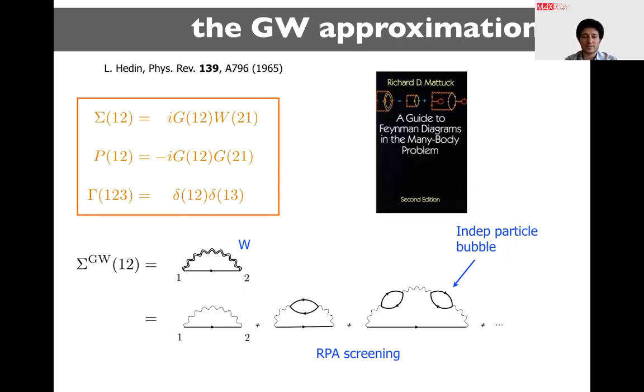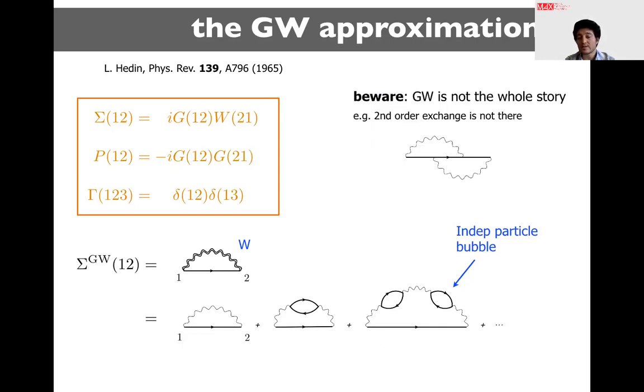A very simple one is this, where we have G times W, but we can expand W in this series due to the Dyson equation, where we see appearing RPA bubbles, the first term being the Hartree-Fock one. And it's important to note that since we have made approximations, these are not all the diagrams that would be required to have the exact self-energy, but are just a subset.